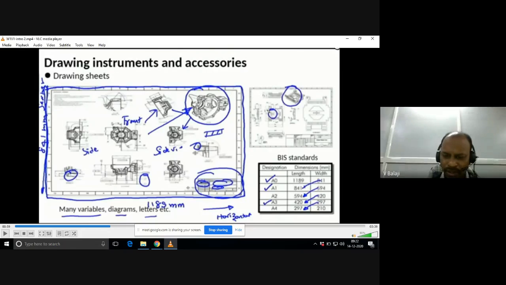Because you are online, you better go to any shop and buy A2 size, nearest to 594 by 420. You can purchase some 10 drawing sheets initially. Later you purchase 10 more drawing sheets. Note down this 594 by 420 is the required drawing sheet size for engineering students.